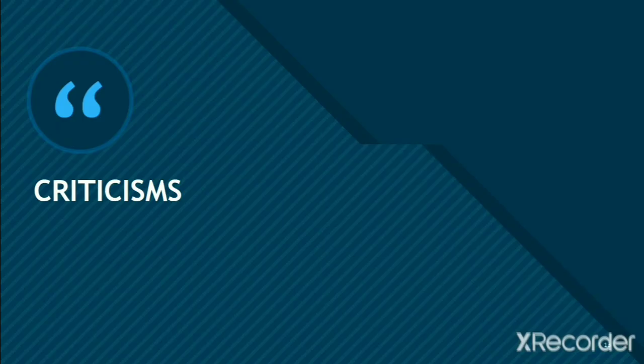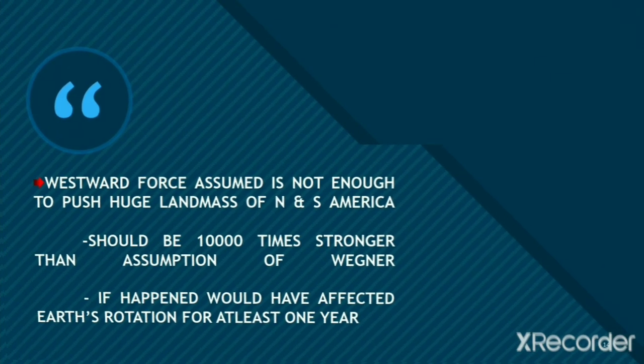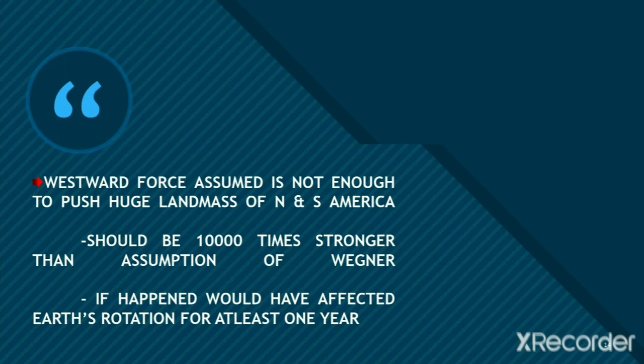Let's look into the criticisms against Wegener's ideas. A number of criticisms were made against the idea of continental drift by Wegener. The first one was that the westward force assumed by Wegener is not enough to push the huge landmass of South America and North America. It should have been at least 10,000 times stronger.